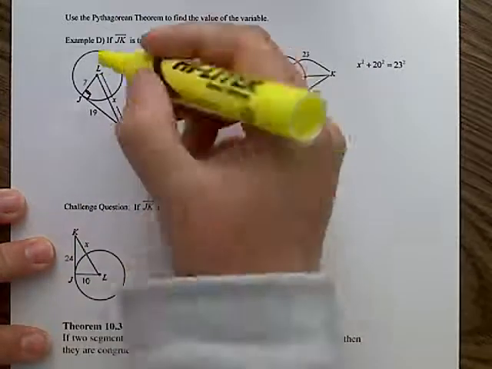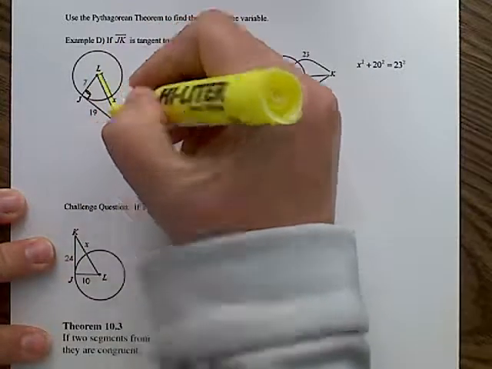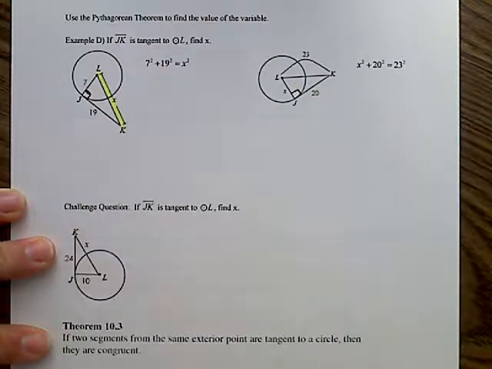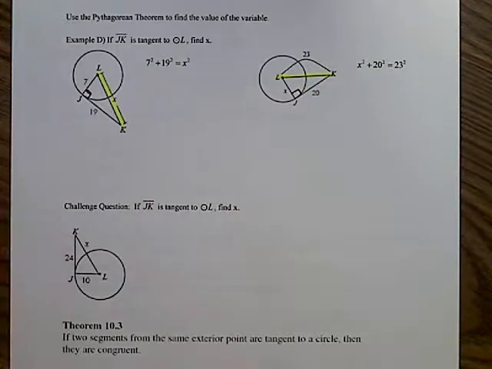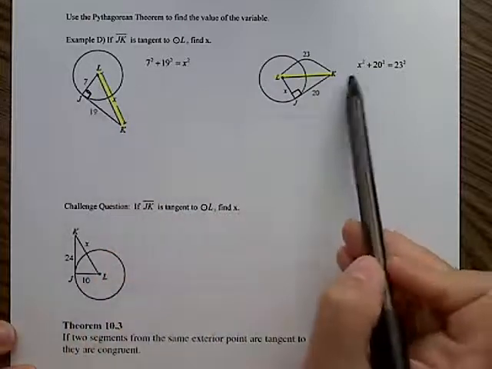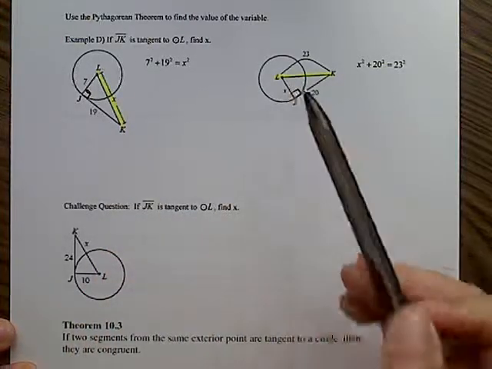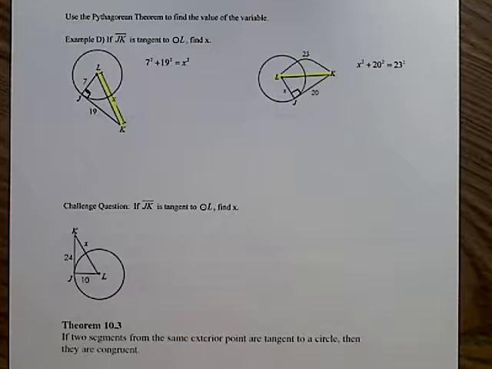So again, let's identify what our hypotenuse would be for each triangle. In this one, it would be segment LK. In this one, it would also be segment LK. And notice that we're not always solving for the hypotenuse itself. Sometimes we're solving for the hypotenuse, but sometimes we're solving for one of the legs of the right triangle. So I'll give you a little bit to tackle those two questions.